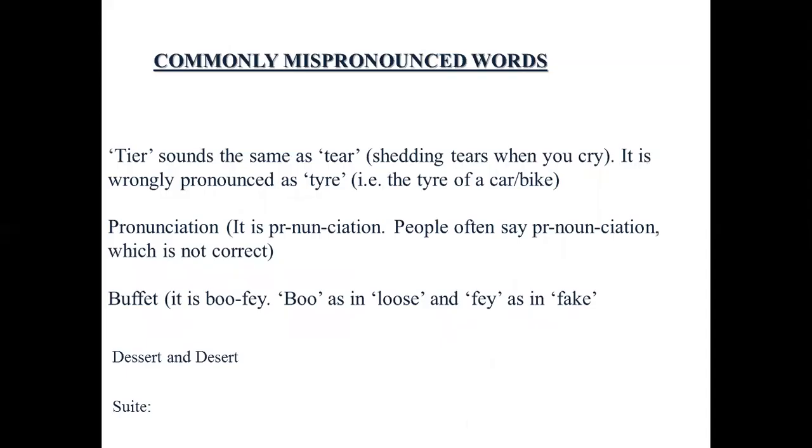Then why do you have to know the long and short vowels? You have to know that because you have to avoid mispronunciation. Mispronunciation is, for example, how do you pronounce the word T-I-E-R? It must be pronounced as tear. But how do you say that? For example, you say, I got second tire AC coach in a train. That's how you say it. But you have to say it as tear. This is how you mispronounce each and every word.